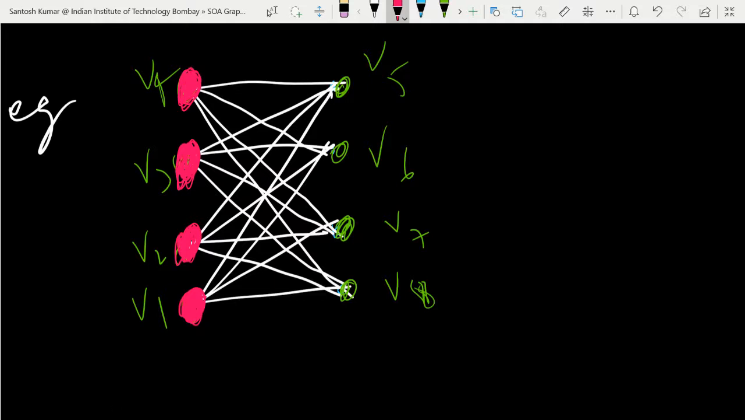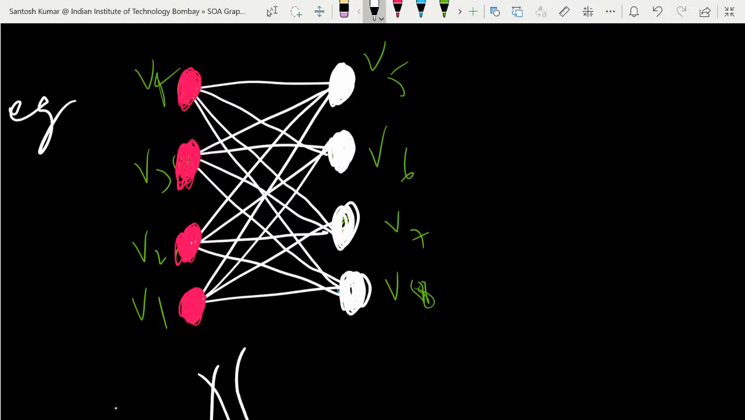Now let's come to V5. Can you repeat the same color or do you have to give a new color? A different color, because V4 and V5 are adjacent, so they cannot have the same color. Now V6 can be given the same color as V5 because there is no edge between V5 and V6, or you can say V5 and V6 are non-adjacent. So from here you see the chromatic number of this graph is going to be 2 because 2 colors are used.